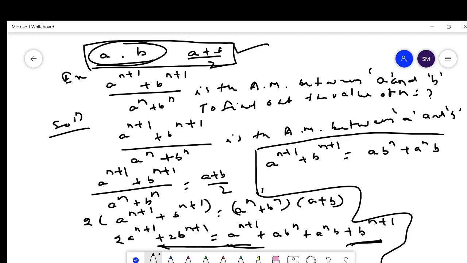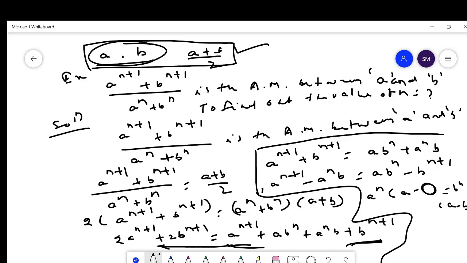Then here, A to the power n plus 1 minus A to the power n B is equal to A B to the power n minus B to the power n plus 1. Then taking A to the power n common here, A minus B, and here taking B to the power n common, this is also A minus B. Then A minus B cancels, we get A to the power n is equal to B to the power n.